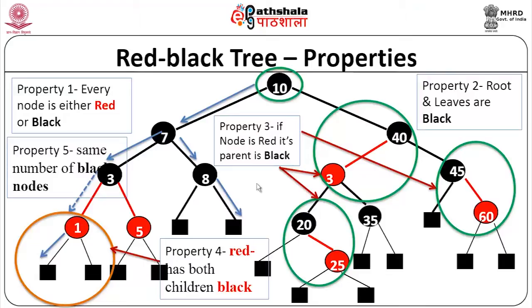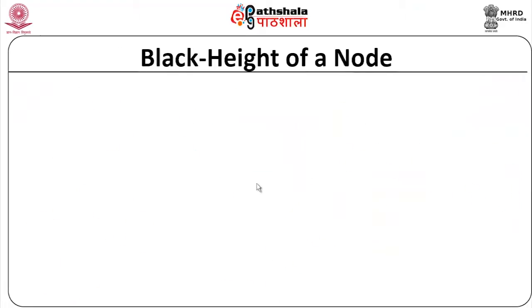If you take the path 10, 7, 8, again you will not count 10. So, 7, 8, null, again 3, 7, 8. The other side, null, 3, 7, 3, null through 5, again 3. So, that is the property that says same number of black nodes from every node. This is true for every node. Okay. We took 10 at the root node. So, this is the red black properties.